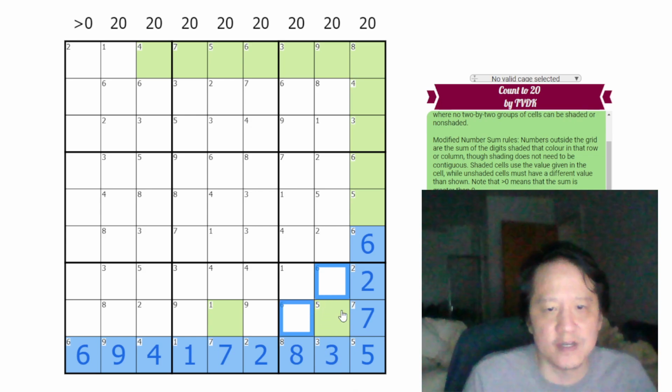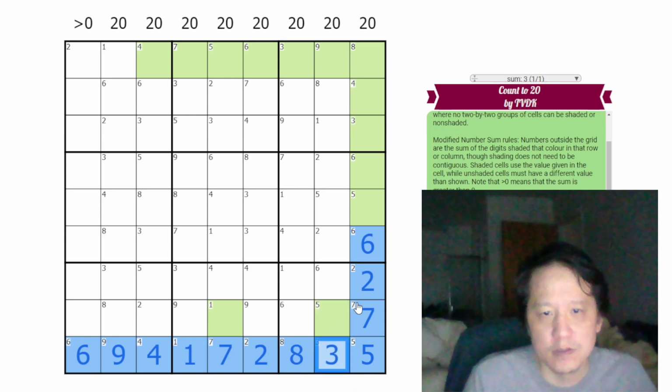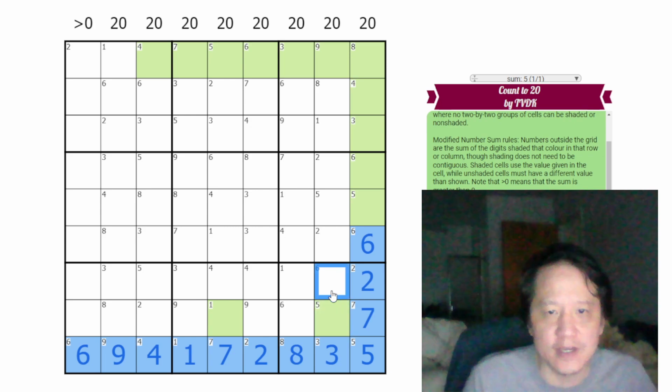So one of these has to be green. We have 3, right? And the rest add up to 17. It cannot be 6, 2, 5, 1. Sorry, it has to have the 2. Okay, so the rest has to add up to 17. And then on top of that, we know.